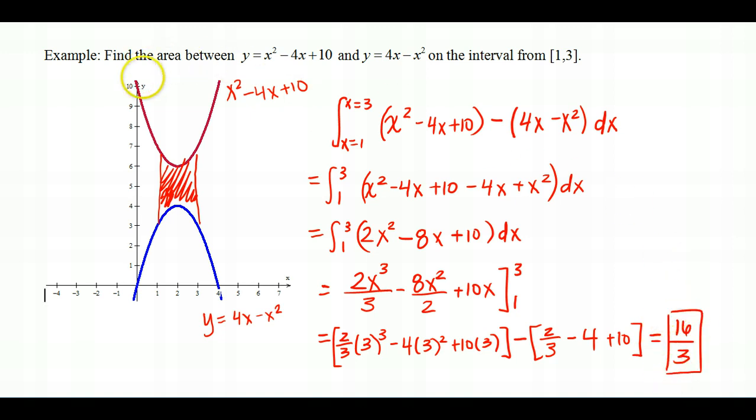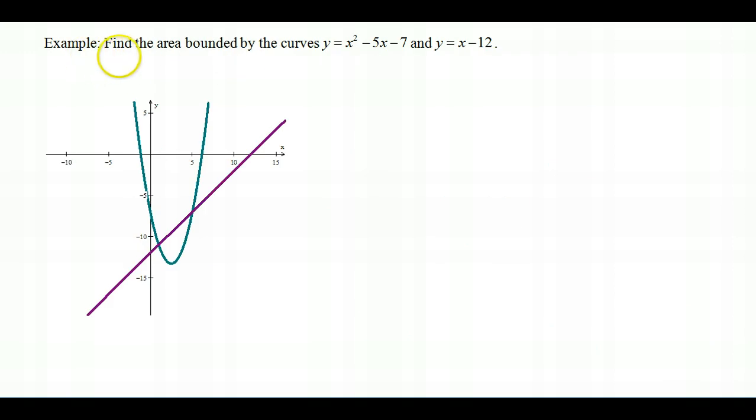And that's it. I've evaluated my first area between two curves given two functions, given the interval, and given the graphs of the functions. Now let's take a look at another example. So we want to find the area bounded by the curves y equals x squared minus 5x minus 7 and y equals x minus 12.